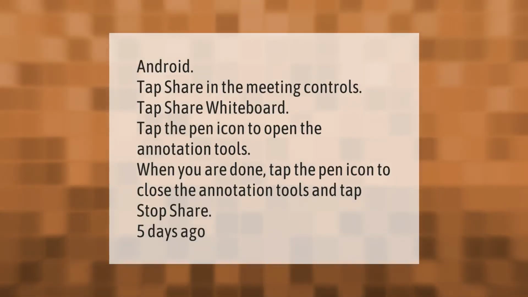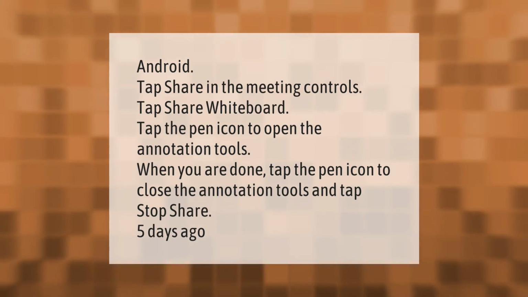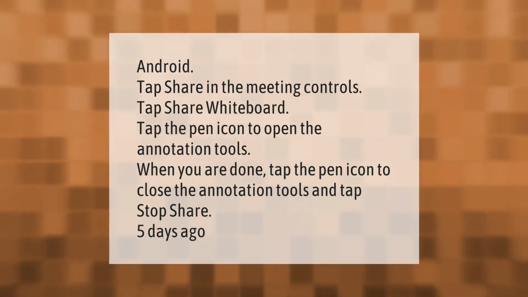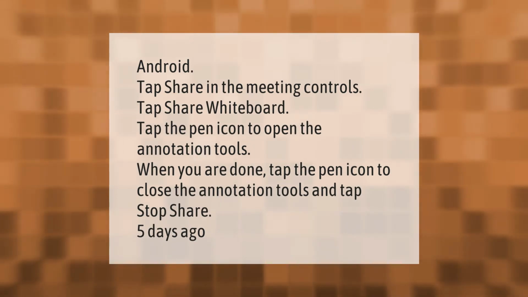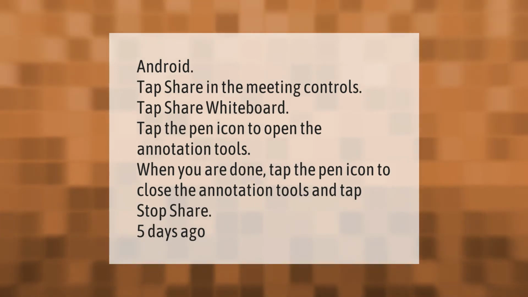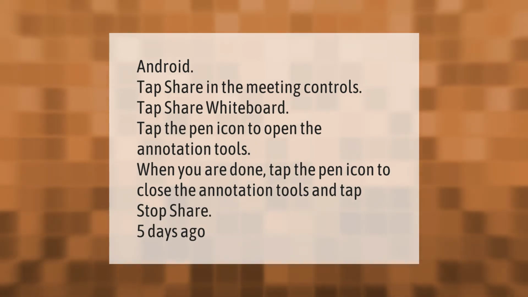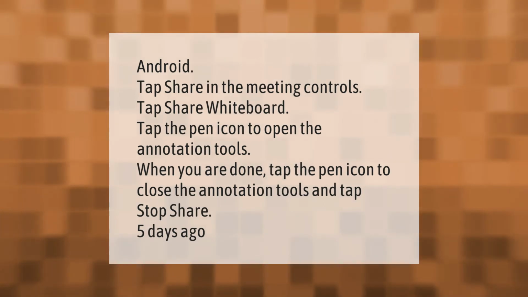Android. Tap Share in the meeting controls. Tap Share Whiteboard. Tap the pen icon to open the annotation tools. When you are done, tap the pen icon to close the annotation tools and tap Stop Share.